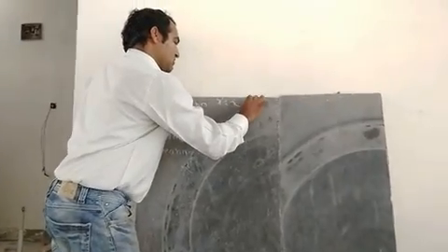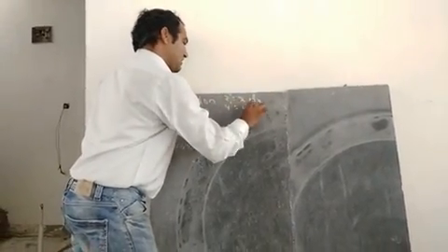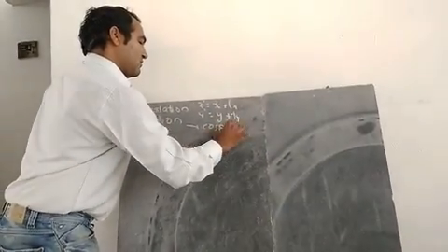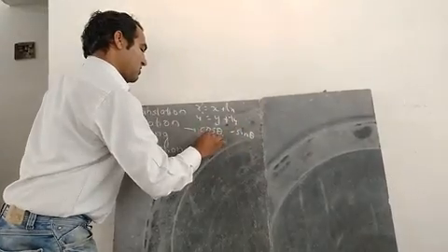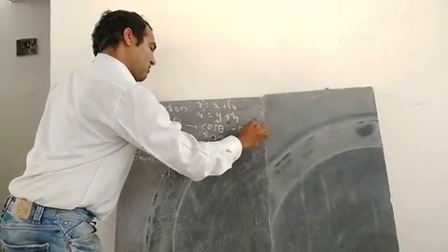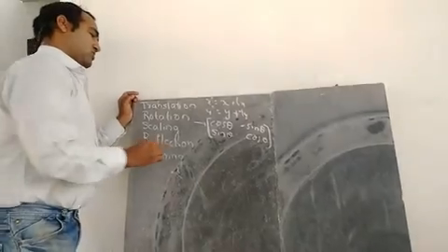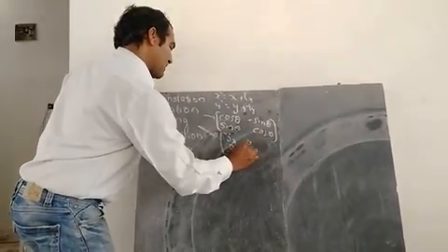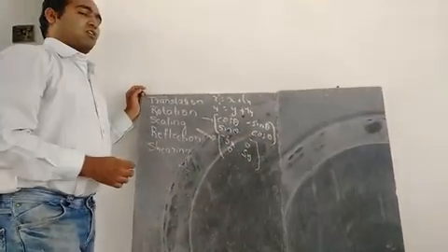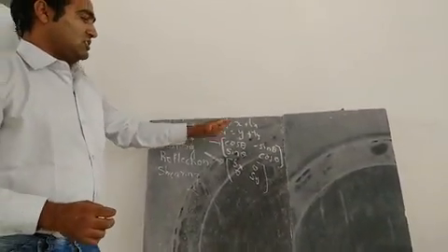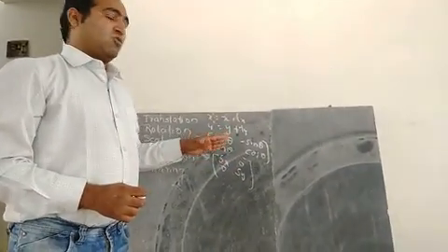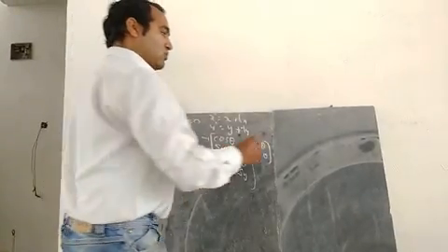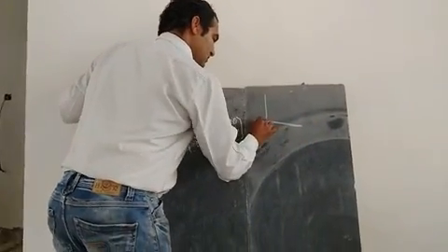translation is x dash equal to x plus tx, y dash is y plus ty. Rotation is cos theta, minus sin theta, cos theta. Scaling is sx 0 0 sy. So whatever we have written, all these are with respect to the origin. All these operations are with respect to origin. Origin in the sense 0 0.